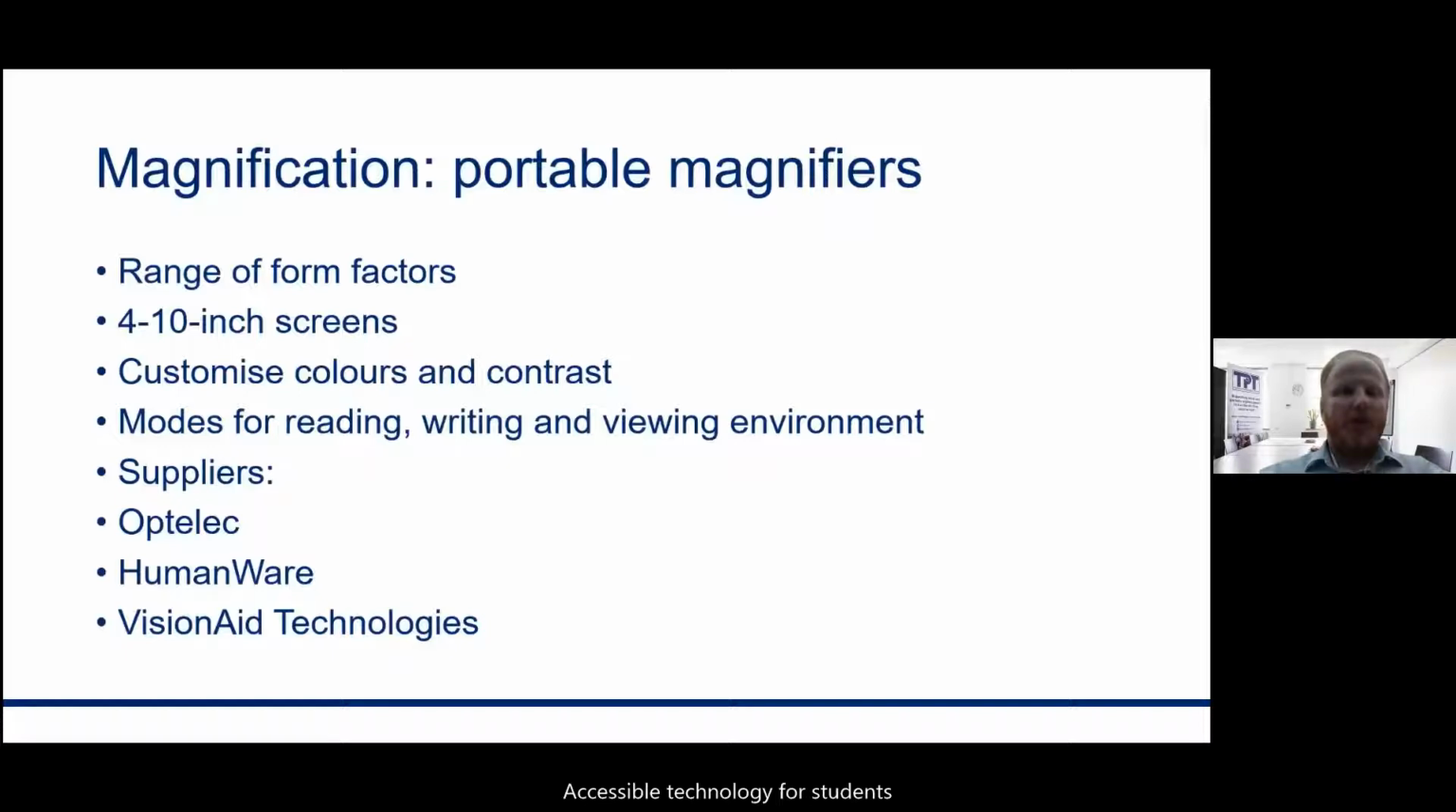Let's start with talking about the form factors. So you can get magnification equipment of pretty much all shapes and sizes. Now, we're going to concentrate very briefly here on video magnification equipment. So for instance, you can get something like a Ruby, which starts at just over a 4-inch diagonal screen. It's very portable, very easy to carry around, but it's got a small screen.